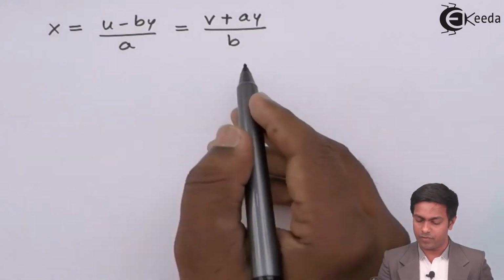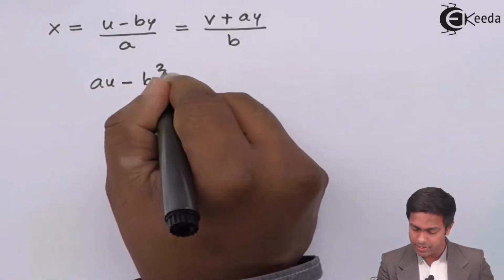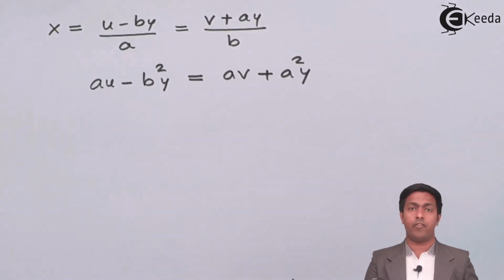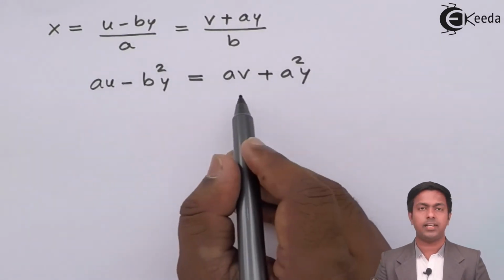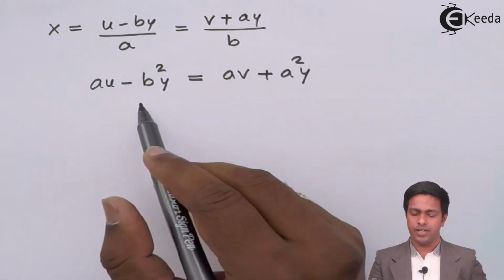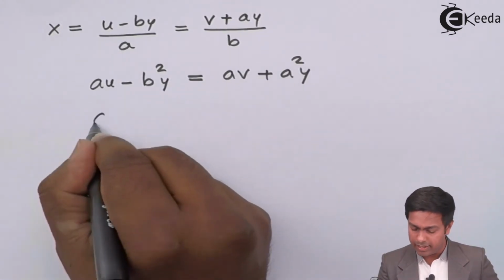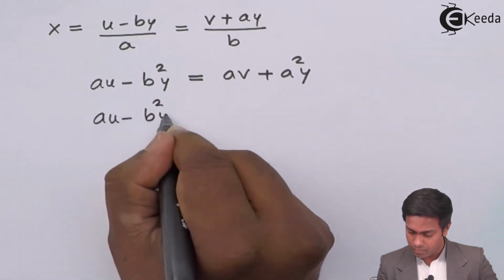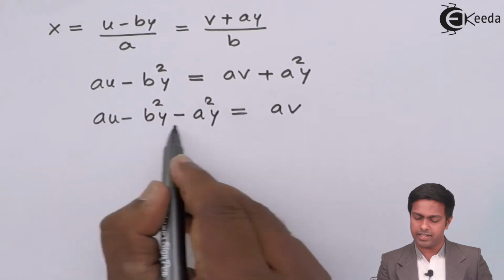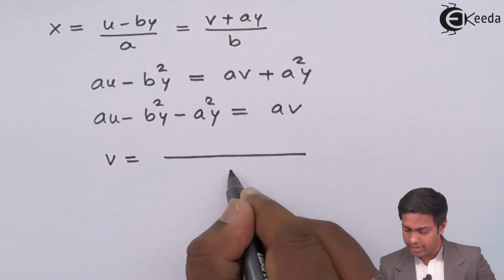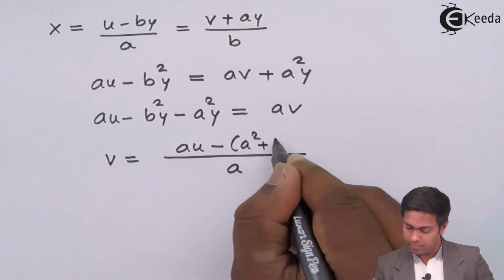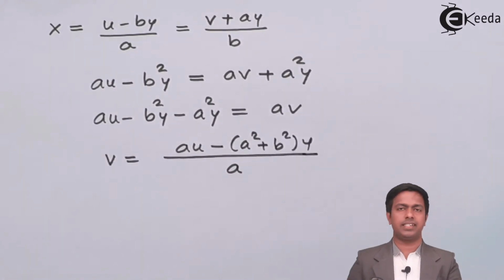and u. So here we'll get au minus b square y equal to av plus a square y. Now we have to get the value of v. So let's take all v terms on one side. So here we have one term as v, other terms do not have v. So we'll shift all terms to the other side. So here I'll get au minus b square y minus a square y equal to av. So av will be this. So I can shift a to the denominator. So we'll get v as, so a is in the denominator, au minus, now from these two terms I can take y common, so a square plus b square in bracket into y. So guys, this is the value of v.